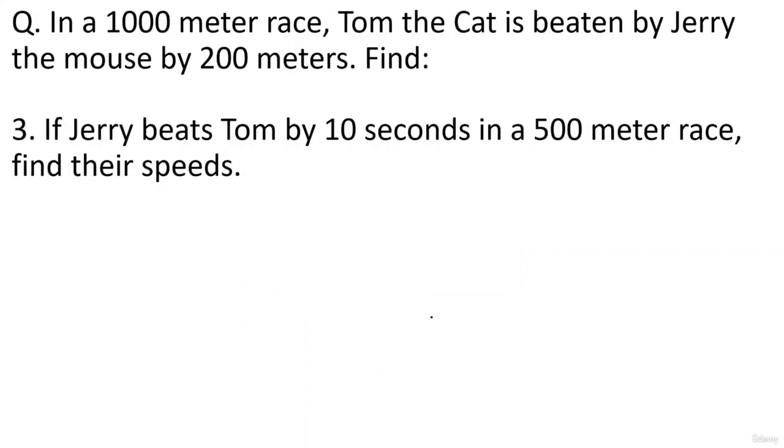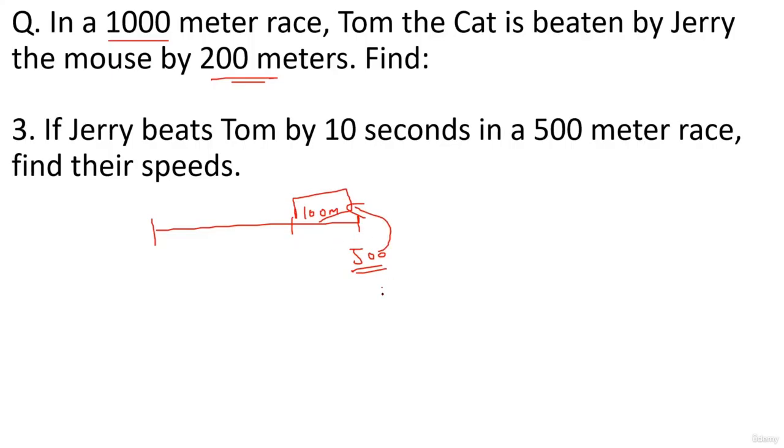If Jerry beats Tom by 10 seconds in a 500 meters race, find their speeds. Okay, now what is the information we have? In a 1,000-meter race, Tom is beaten by 200 meters. Okay, meaning if the track length is 1,000, Tom will be beaten by 200 meters, right? If we halve that track length, suppose the track length becomes 500, then Tom will now be beaten by half the distance. What is half of 200, guys? 100.